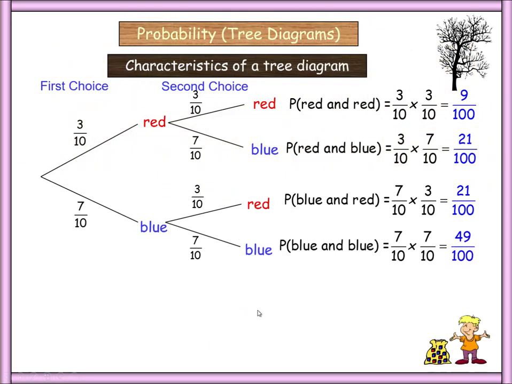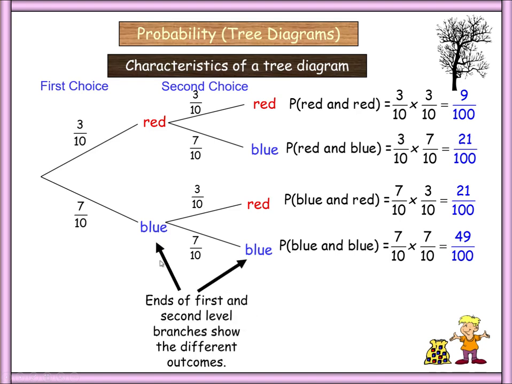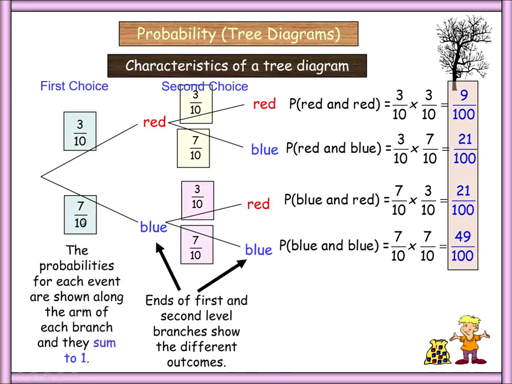And just some information on that tree diagram for you to note. We put the outcomes at the end of each branch, so blue or red, and the probabilities then add up to 1, which we said earlier. So 3 out of 10 and 7 out of 10 and so on, and all those probabilities add up to 100 out of 100, which is 1. And we multiply along the arm. We multiply because it's "and". So we multiply. Good.